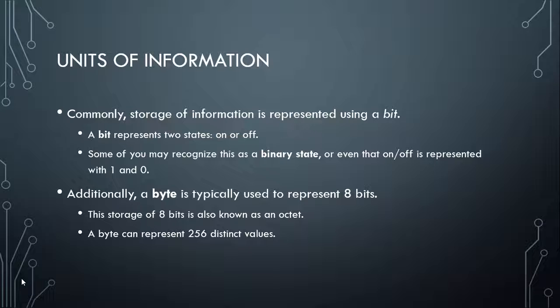Now, a byte has 256 distinct values. And when I say 256, that means I'm typically going from 0 all the way up to 255. And you can't say 0 to 256 because that's 257 values. So it's 0 to 255. Whereas when we talk about a bit, it's just one value, 0 or 1. A byte can be anywhere from 0 all the way up to 255.